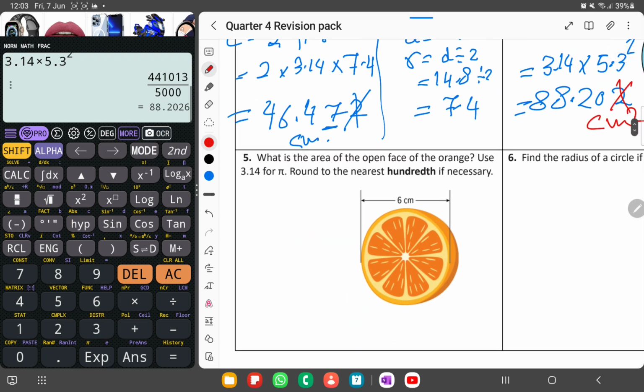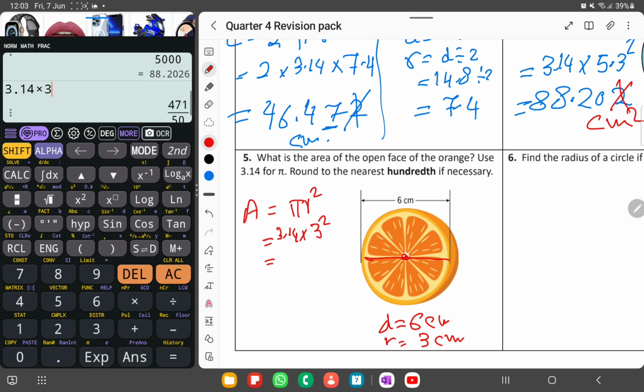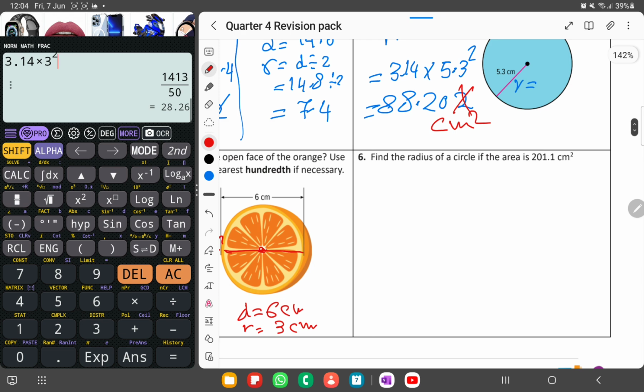Now he's saying what is the area of the open face of the orange. Given the diameter, take care, this means that this is a diameter. Diameter is 6 centimeters. What is the radius? Radius is 3 centimeters. Very good. So now, can you find the area? Yes. Area equals pi r squared. 3.14 times, radius is what? Take care. Radius is 3, not 6. So 3 power 2. Bravo. So 3.14 times 3 power 2. Excellent job, grade 8. So 28.26 centimeters squared. This is the hundredths and nothing more. And that's it. Bravo.